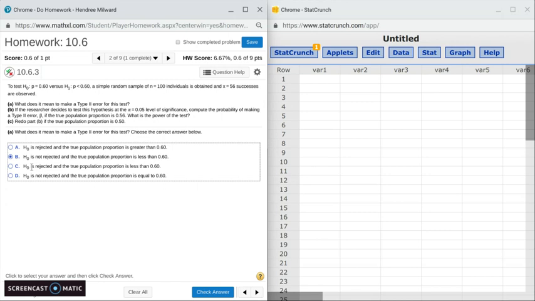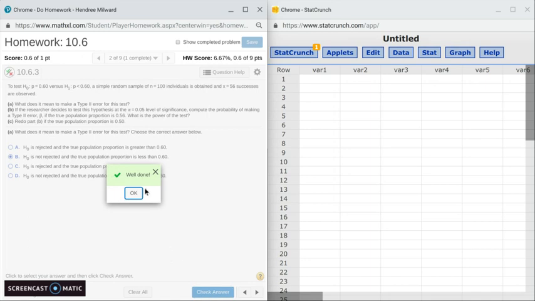What makes it not D? The null hypothesis is rejected and the true population proportion is equal to 0.6. Okay, that's really just the null hypothesis. So if we did not reject it and the true population proportion is equal to 0.6, then we've done exactly the right thing. The situation in which we do the wrong thing is when we do not reject and it's actually less than 0.6.